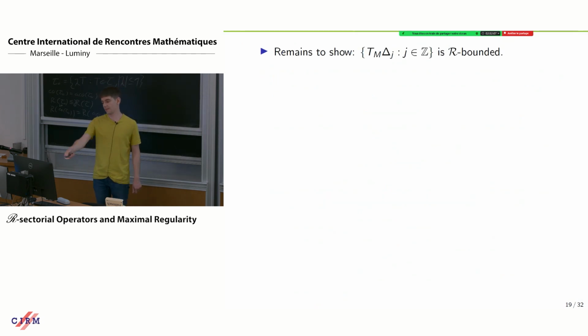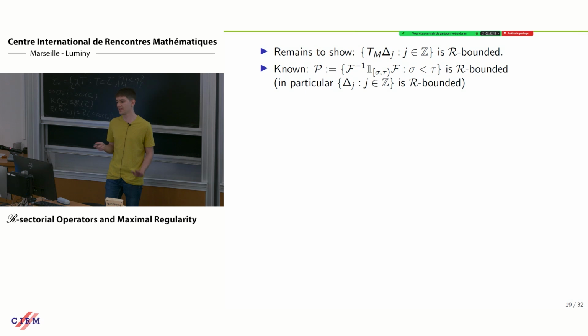So first thing to know: what in particular should be R-bounded, if this set would be R-bounded, is the delta J for itself should be R-bounded for all J. And this turns out to be true, and even something more is true. So even the set P, which are the Fourier multipliers for all intervals, even this is R-bounded. So in particular from this it follows that delta J is R-bounded. So this is some result again that we will just use.